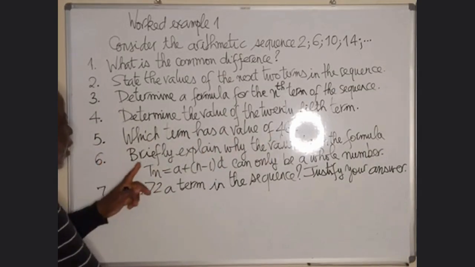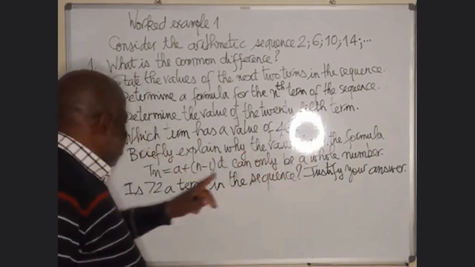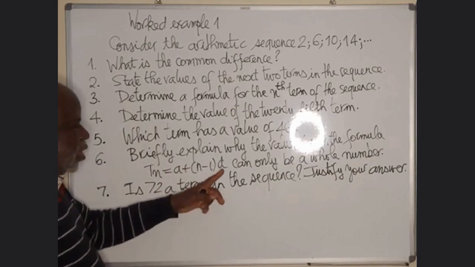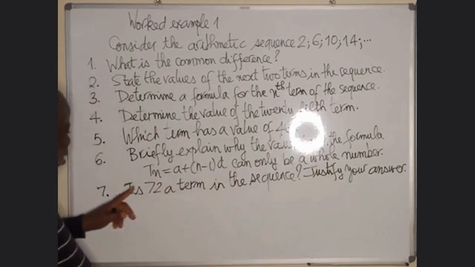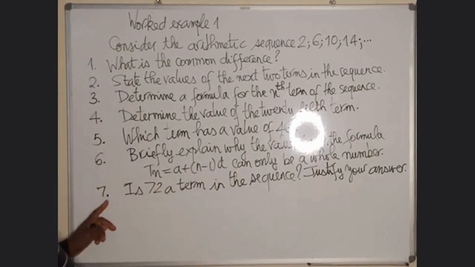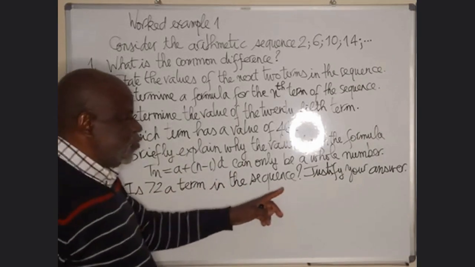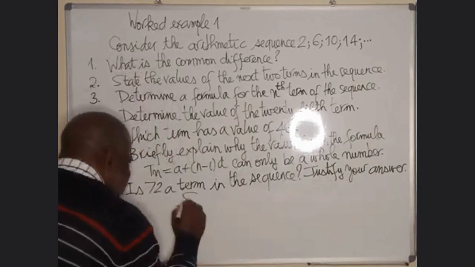Question number 6. Briefly explain why the value of n in the formula Tn is equal to a plus n minus 1 times d can only be an odd number. And finally, the last question, number 7: is 72 a term in the sequence? Justify your answer. So we will take the solution down here.